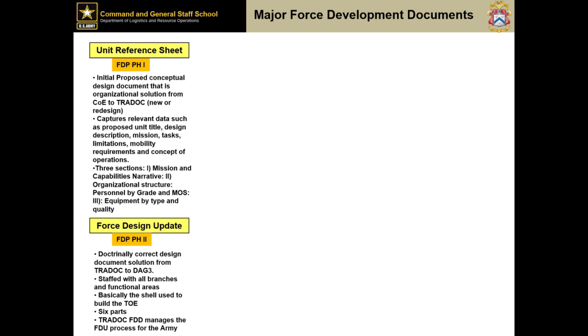Next, you get the force design update. This is the doctrinally correct design. It's developed at TRADOC. They staff it with all the branches and the functional areas. It's basically the shell that is used to build the TOE.